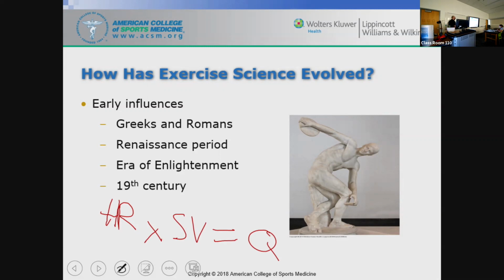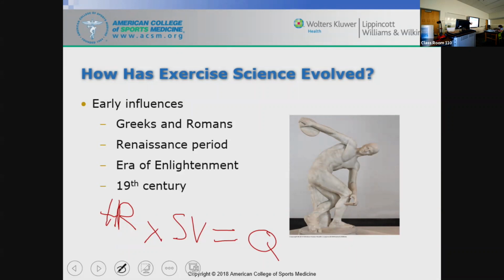So I believe it was in the 19th century someone actually figured this out. So HR, what do you think HR is? Heart rate. Yep. About SV. Something volume. Yep. Stroke volume. So heart rate is just beats per minute, how fast your heart's beating. Stroke volume is the amount of blood that's ejected from the heart in one beat.